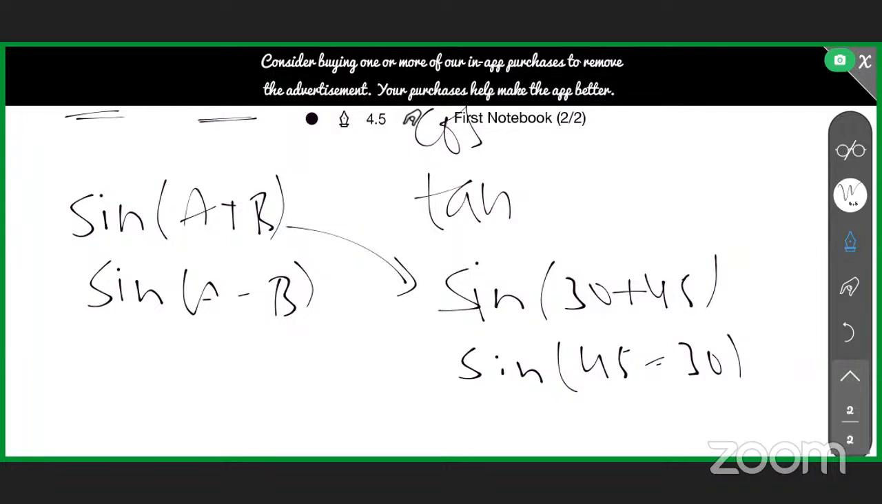Because in rotation of axis, sometimes they give the angle as 15 degrees or 75 degrees and so on, we'll be using this concept.